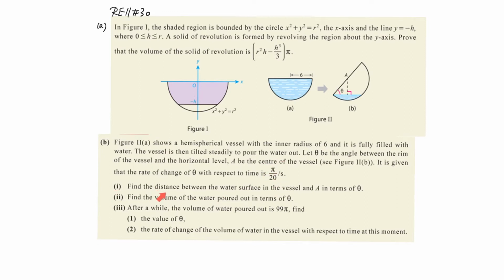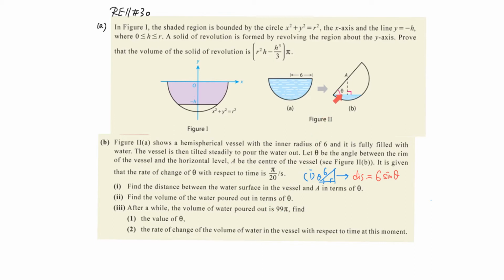Part 1. Find the distance between the water surface and A in terms of theta. Just look at figure B. That means we need to find this one, which is extremely easy because we just look at this right angle triangle. So this so-called distance equals 6 times sine theta.